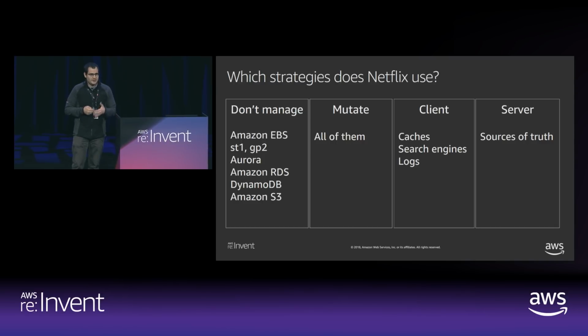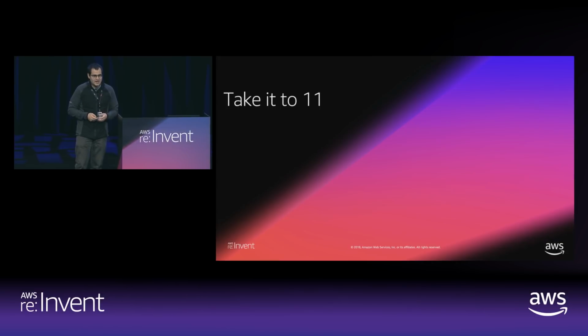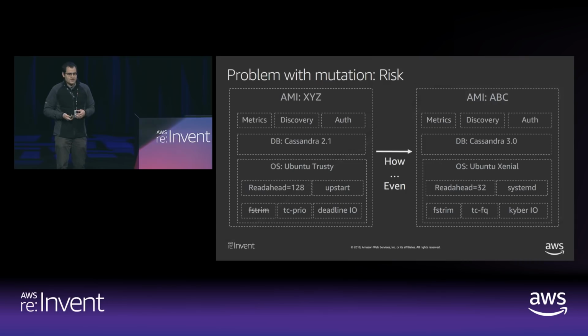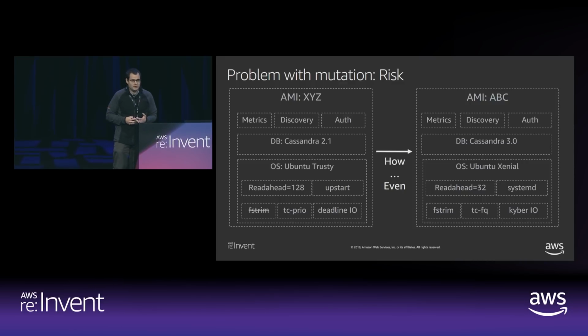All right, so now that we understand the high-level ideas, let's dive into some case studies of how we can take these basic ideas and really take it to 11. The first thing that I want to talk about is a problem that we frequently ran into with mutation, which is that there's a lot of risk involved.